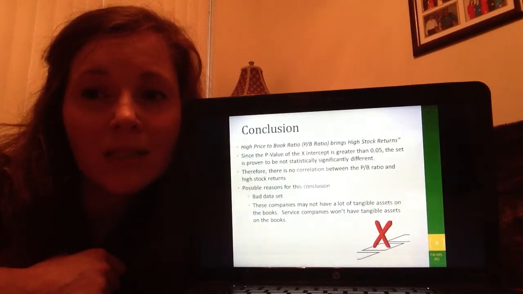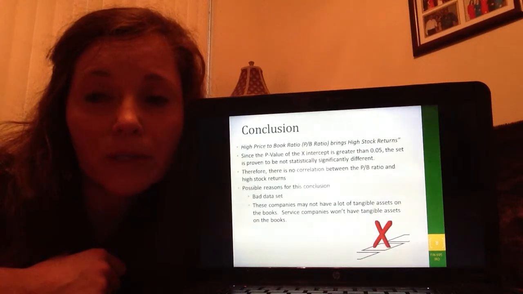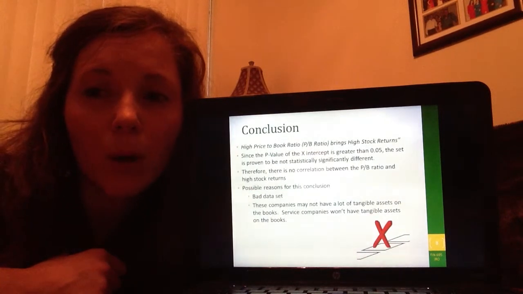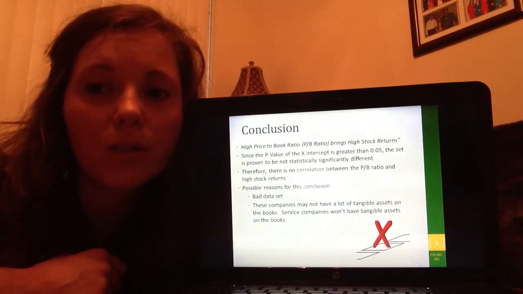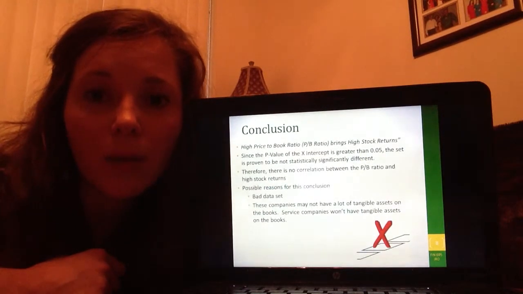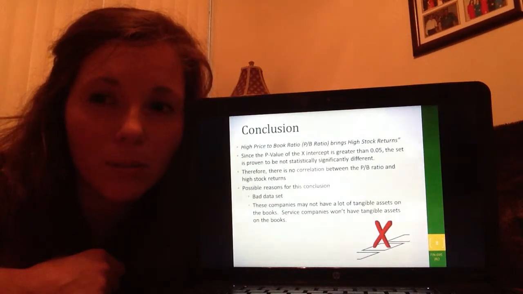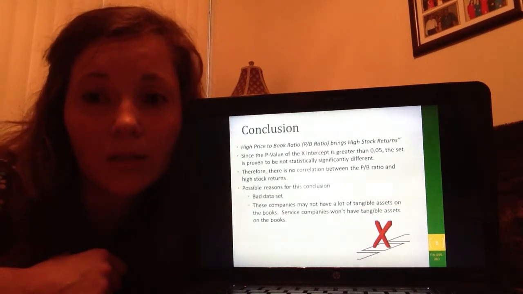It didn't give me exactly the results that I thought I would, but some of the possible reasons for why the regression p-value came out greater than 0.05 are these. I could have had a bad data set. This could have been companies that just weren't a good comparison. Maybe I needed more companies in my data set to run this analysis.